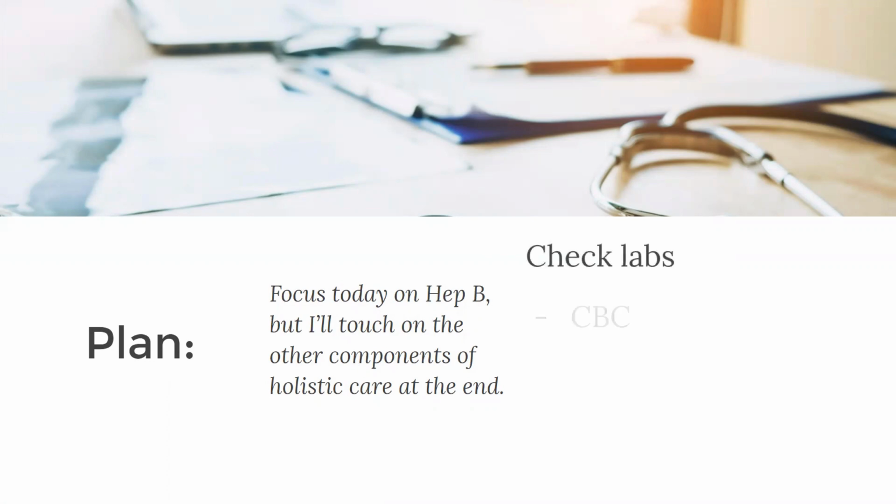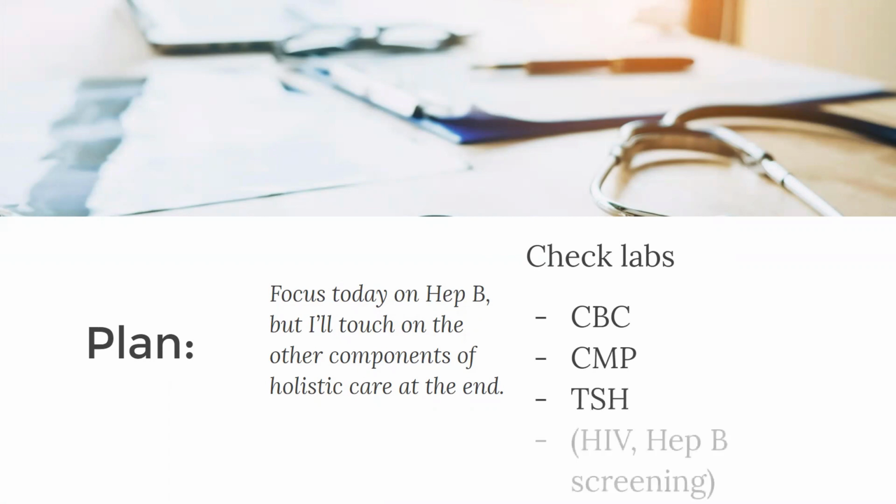So I'm going to check her labs today: CBC, a CMP to check for signs of anemia and her kidney function, liver function, and then her TSH because she has hypothyroidism and is taking levothyroxine. And I put in parentheses HIV and hepatitis B screening because I really should have done that at the time and I did not. I'm going to be making a video about screening guidelines and I'll talk a little bit more about that. But she did qualify for both of those things and I did not order it at the first visit.